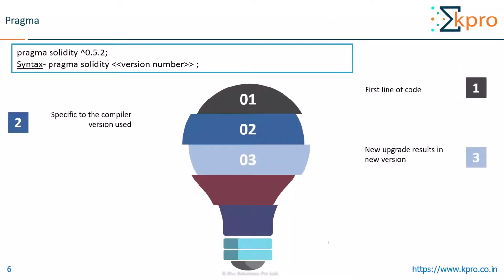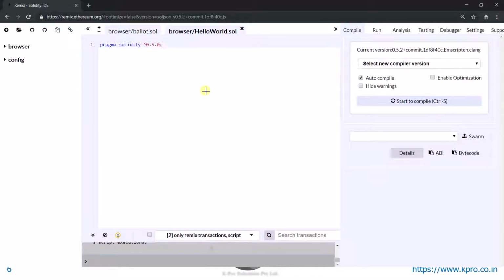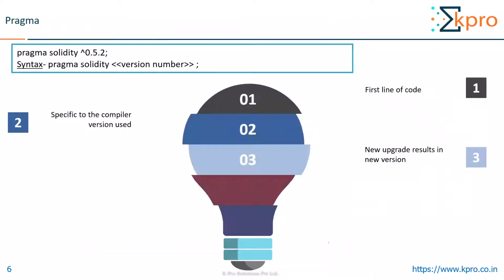So every time a new update is made on the language, it comes out with a new version. So if we want to see what is the current version, let me go back to the Remix browser and here you can see the current version is 0.5.2. Okay. So the version number, let me go back to my slides again.